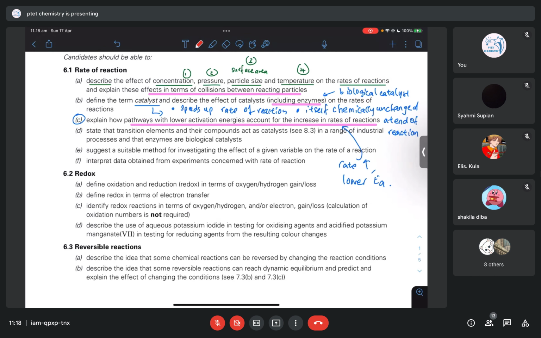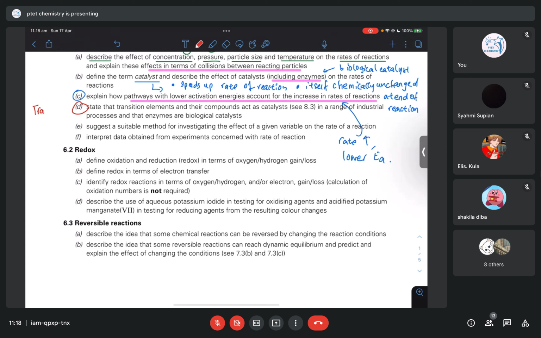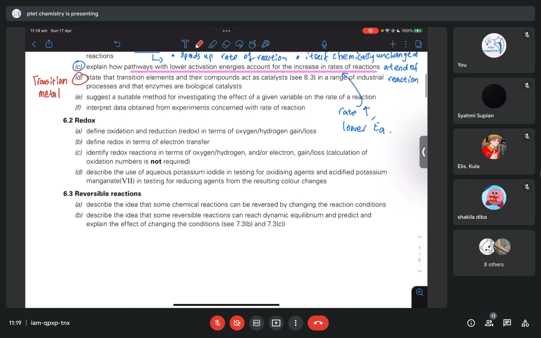Now the next bit is basically a little bit of transition metal chemistry. If you are halfway through your second year of O-level, and if you are sitting for your O-level this year, you probably would have done catalysts in transition metals, and enzymes are biological catalysts. I already talked about that. Industrial processes in 8.3, I can tell you briefly about that.